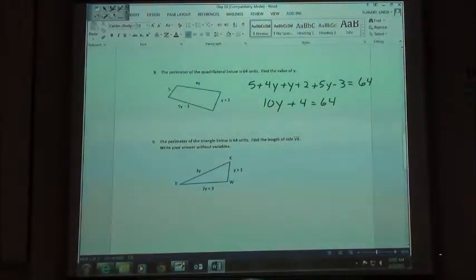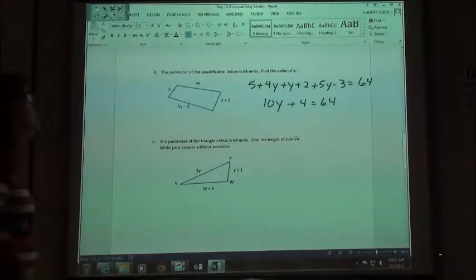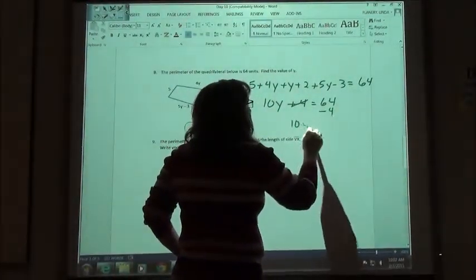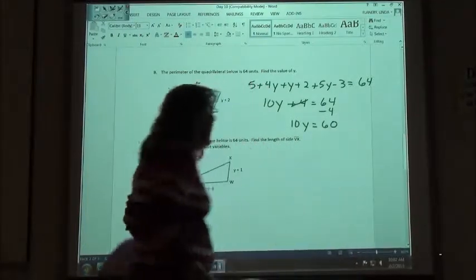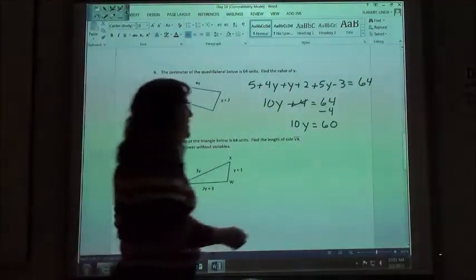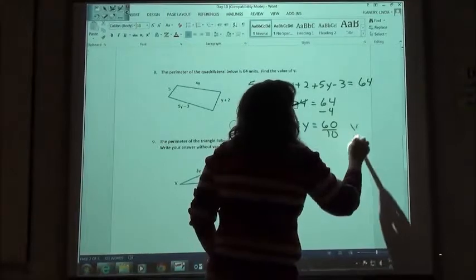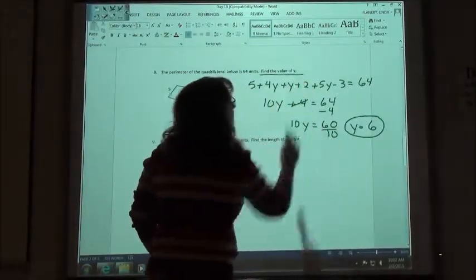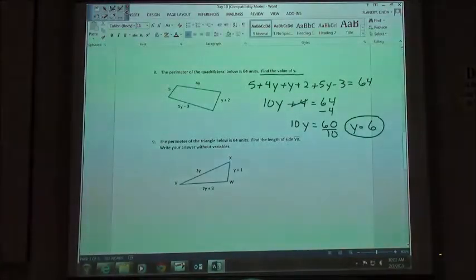Now I have my equation. In order to solve that, I'm going to subtract my 4. 10y equals 60. And then divide by 10, so y equals 6. In this one, it does say find the value of y, so once I find y is 6, that's the answer I'm going to put in.